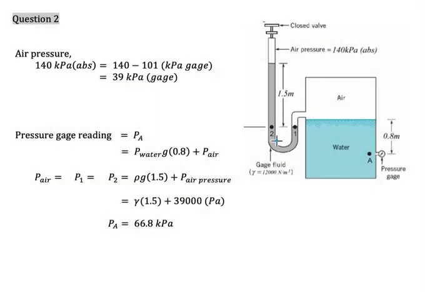And then to calculate the pressure at point 2, because of this height, we calculate it as rho g of this gauge fluid. The height is 1.5 meter, plus the pressure of air here that pushes the surface of the liquid. This pressure is the air pressure, which equals 39 kilopascal gauge pressure. So we could calculate this from this equation. We found that the pressure at point A is 66.8 kilopascal.